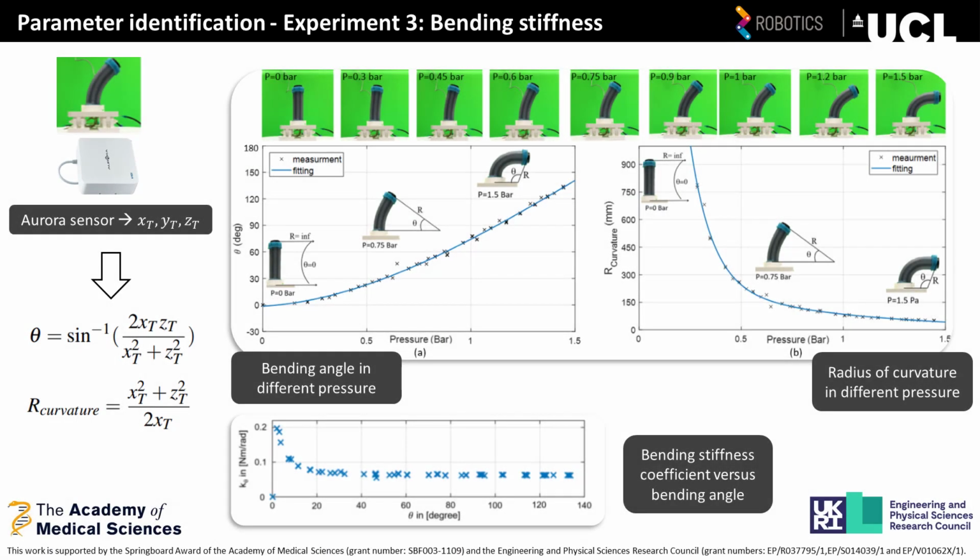To identify the bending stiffness, an initial longitudinal displacement is applied to the robot. Since the Aurora sensor data is the position of the end effector, bending angle theta and arc curvature can be obtained by these equations. Using the bending moment versus theta, bending stiffness is then identified. You can observe that bending stiffness is a nonlinear function of theta.